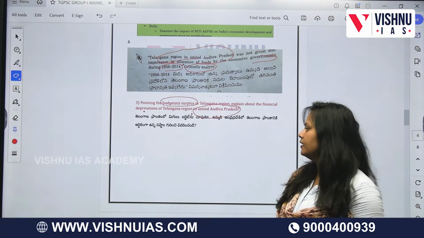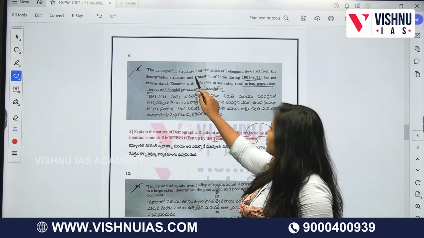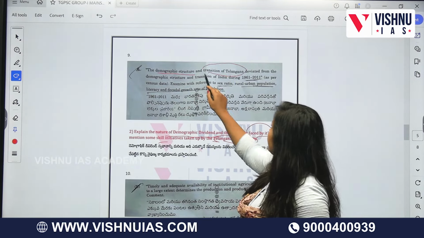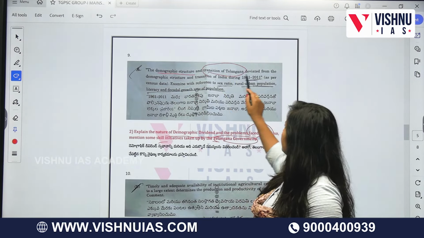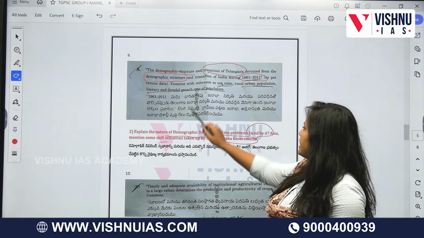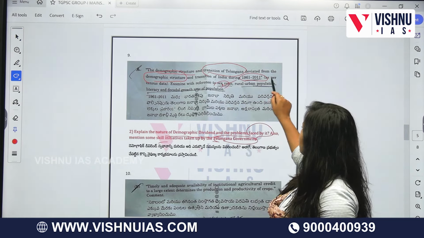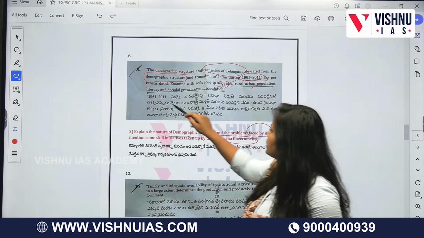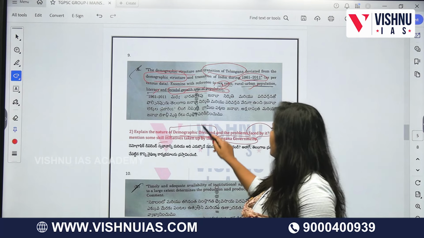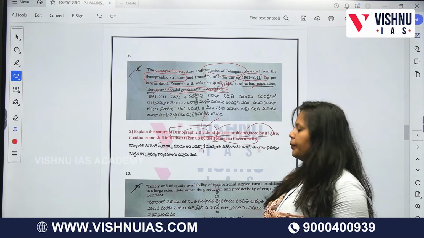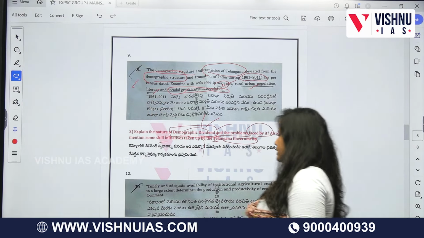Critically analyze. Explain the nature of demographic dividend, problems faced by it, and also mention some skill initiatives taken by the Telangana government. Demographic structure and transition of Telangana deviated from the demographic structure and transition of India during 1961 to 2011, examined with reference to sex ratio, rural-urban population, literacy, and decadal growth of population. Demographic dividend. With the other tentacles of the concept, the notes would be ready. One can easily tackle this question.